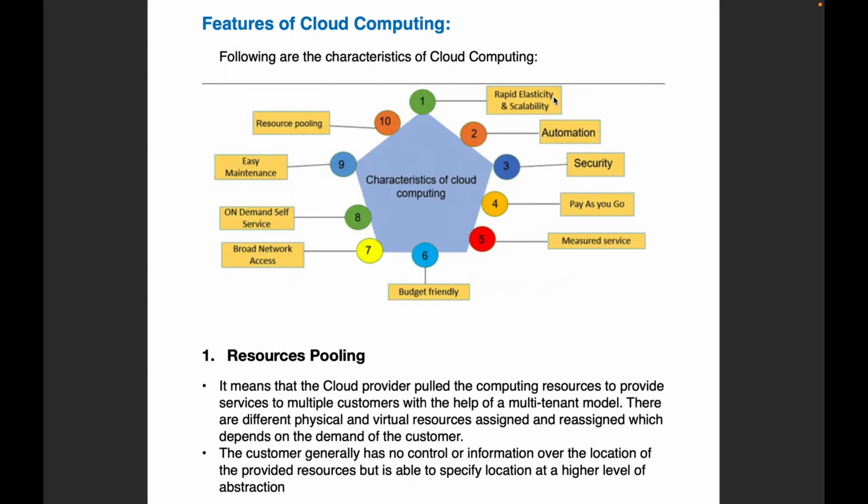Let's get started. So basically there are 10 different features of cloud computing. To start with, how the services are getting expanded, how the services are available, how it is monitored, how the security is implemented, how the services are automated. There are many features, up to 10 features they have listed, and we are going to see what are those 10 features in depth.